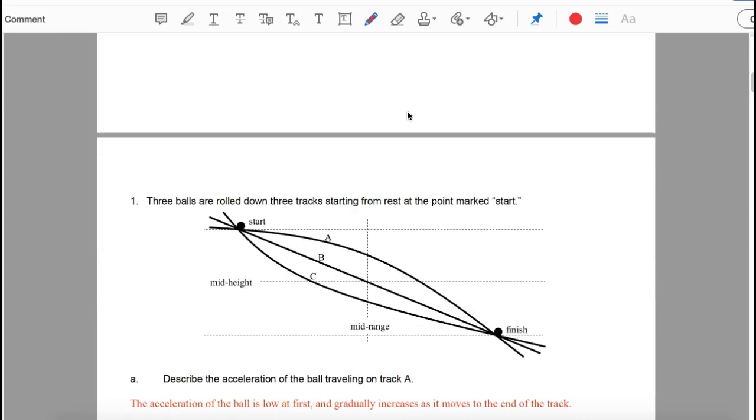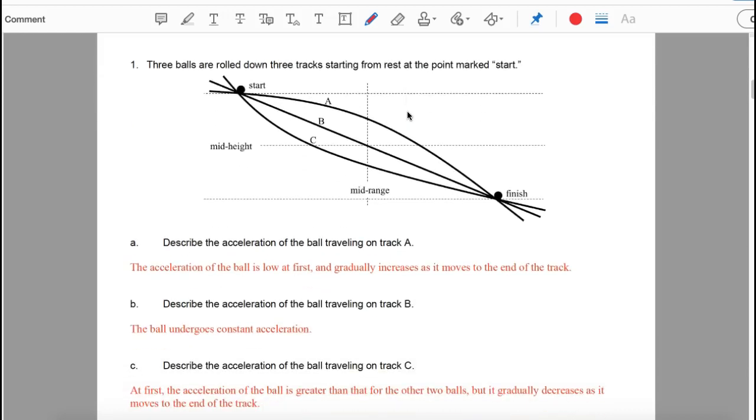The very first question that you had deals with three balls that are rolling down three tracks, and they all start at rest, and they all finish at the same point. So the first thing they want us to do was describe the acceleration of each one of the balls as they travel.